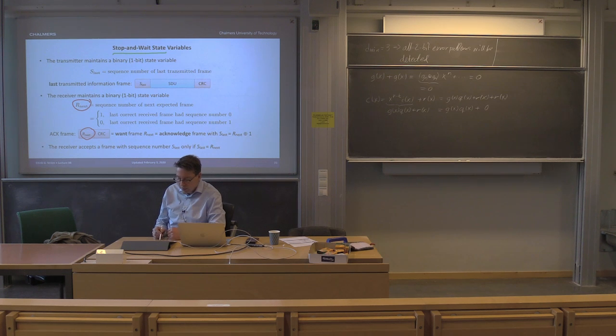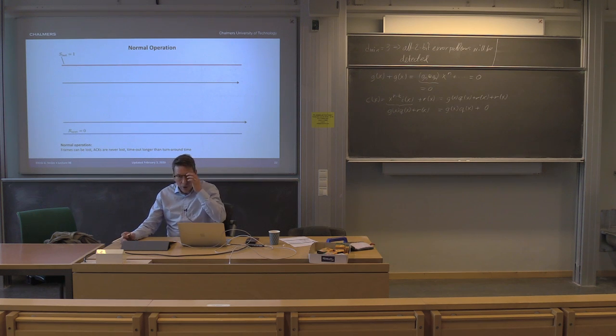These sequence numbers are used so that the receiver accepts a frame with sequence number S last only if S last is equal to R next. This is how we use the sequence numbers. If the receiver gets a frame which is error-free but has the wrong sequence number, it will trash it, because it comes out of order. So this is the innovation now with the sequence numbers. Let's see how this works. In normal operation, everything should work.